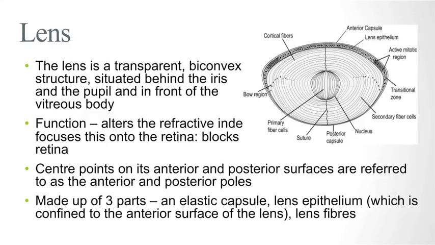The lens is a transparent, biconvex structure situated behind the iris and the pupil and in front of the vitreous body. Functions: alters the refractive index of light entering the eye and focuses this onto the retina. It blocks UV light, which can harm the retina. Center points on its anterior and posterior surfaces are referred to as the anterior and posterior poles. It is made up of 3 parts: an elastic capsule, lens epithelium, which is confined to the anterior surface of the lens, and lens fibers.